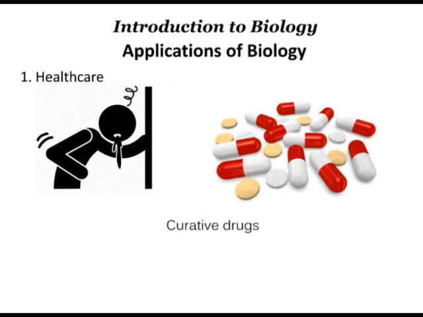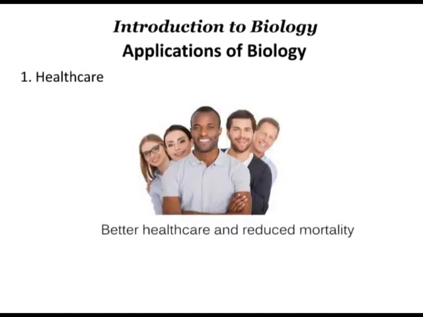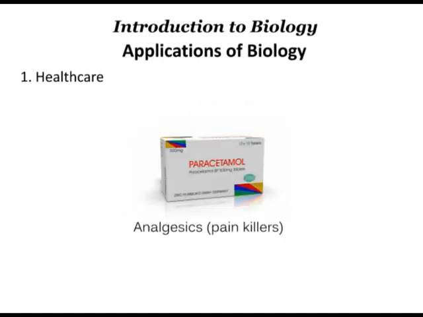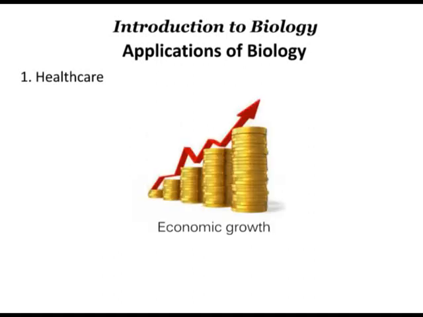And even more interesting is that through vaccination, we can even prevent the occurrence of diseases or reduce their severity when they occur. In fact, the growth in population can be largely attributed to better healthcare and reduced rate of mortality. Analgesics or painkillers have been used to alleviate human suffering for decades now. The rise of family planning has enabled many families, particularly women, to plan their lives and that of their families. Economic growth also relies largely on a healthy workforce.